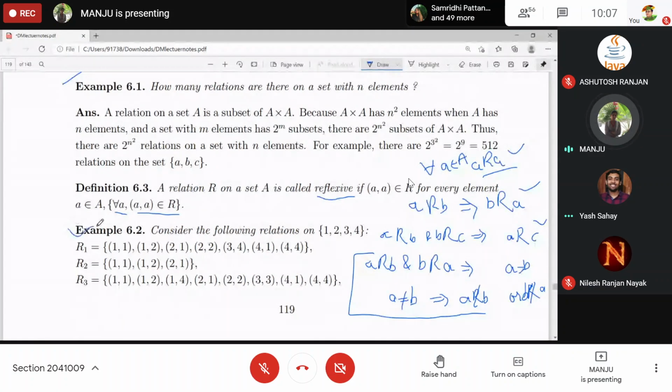Now consider these relations. Tell me whether these are reflexive, symmetric, transitive, antisymmetric or not. The relations are R1, R2 and R3.